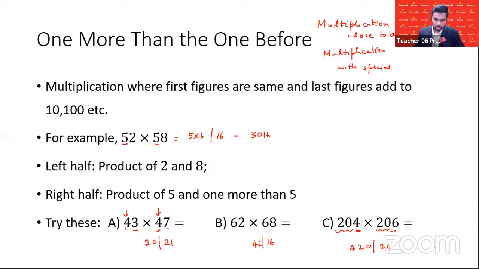So with the numbers adding to 10, you have to find the product and put it as 21 here, 3 times 7. And the remaining part is 1 more than the 1 before. So you have to do 4 times 4 plus 1, 4 times 4 plus 1, which is 20.